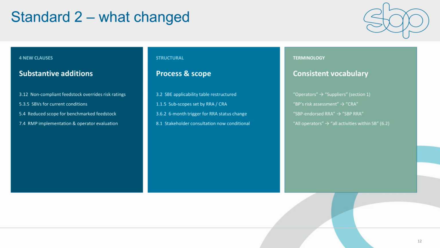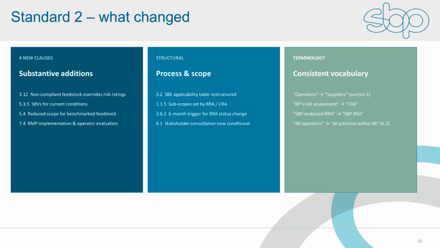5.3.5, supply-based verifiers must reflect current conditions. 5.4, reduced scope for benchmarked feedstock. And 7.4, risk management plan implementation and operator evaluation. Structural changes affect process and scope. A restructured SBE applicability table at 3.2, subscope set by the RRA or CRA at 1.1.5, a 6-month trigger for RRA status changes at 3.6.2, and stakeholder consultation at 8.1 now made conditional.